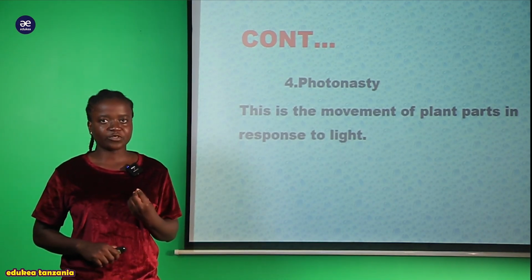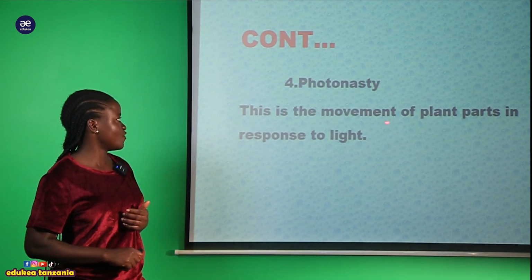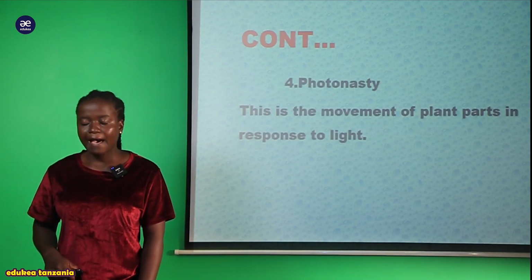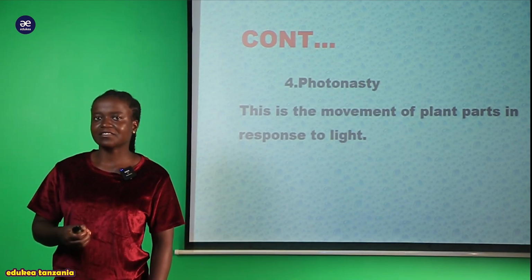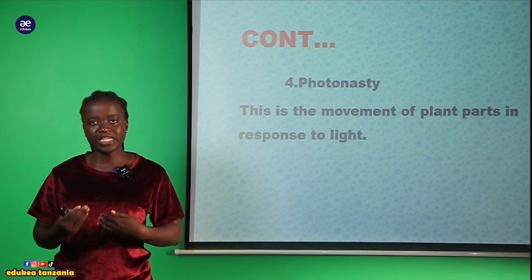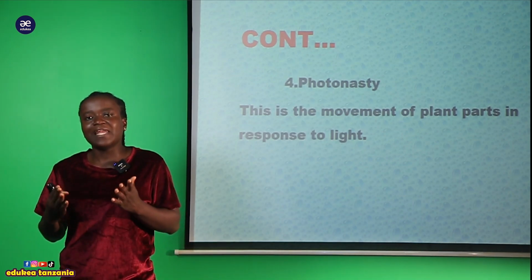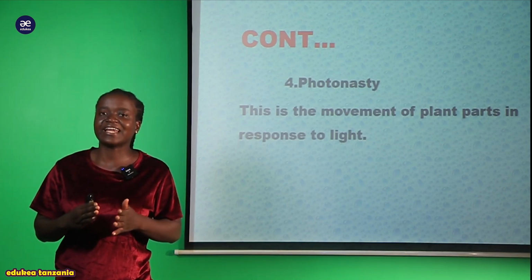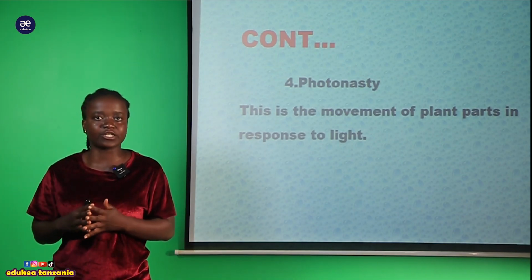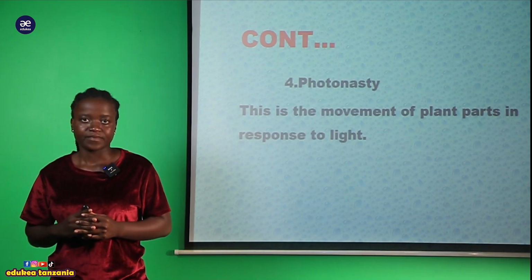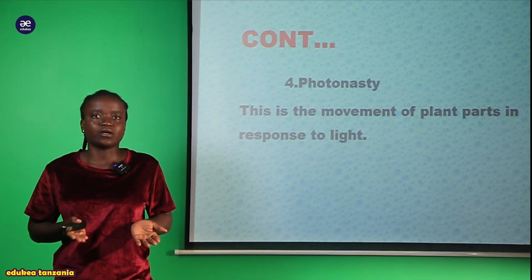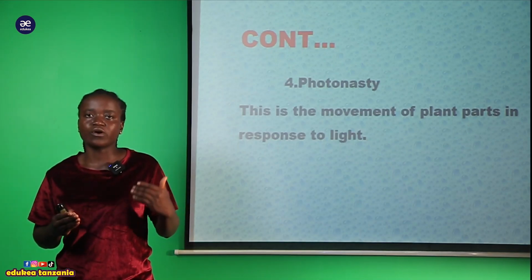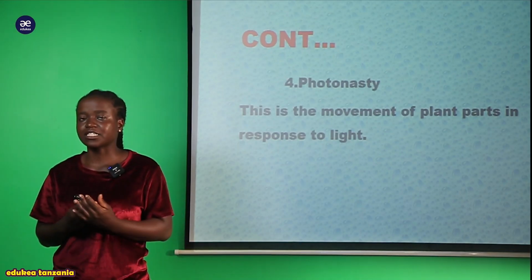So what is this photonasty? Here we are saying that this is the movement of a plant part in response to a stimulus. So here we are discussing the movement of a plant part in response to a stimulus. Our stimulus is light. So the part of a plant will move in the direction of the light. A plant part can be either a root, a stem, or a branch of the tree or a branch of that plant.